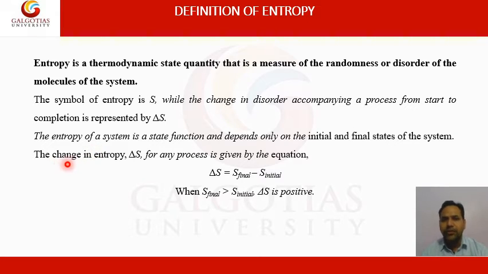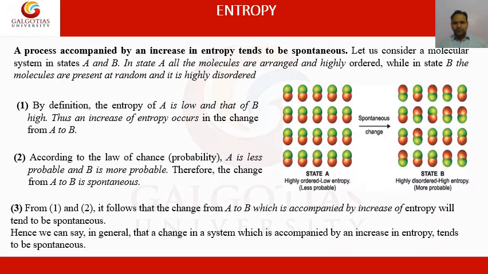The change of entropy, delta S, for any process is given by the equation delta S equals S final minus S initial. So if S final is greater than S initial, delta S is positive. This is the definition of entropy: a thermodynamic state quantity that measures the randomness or disorder of the molecules of the system.